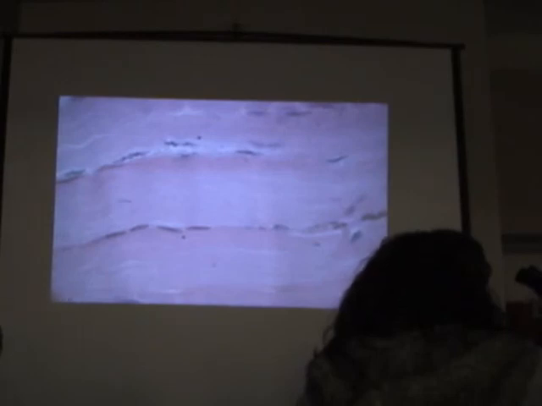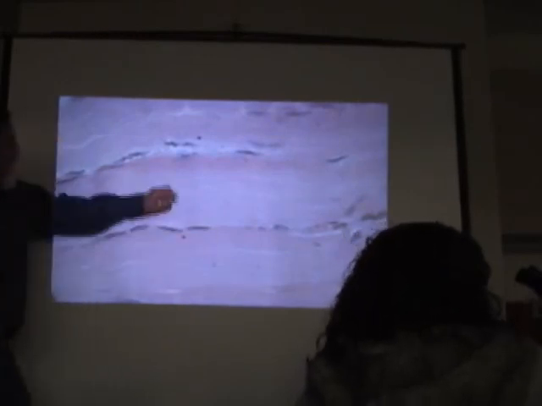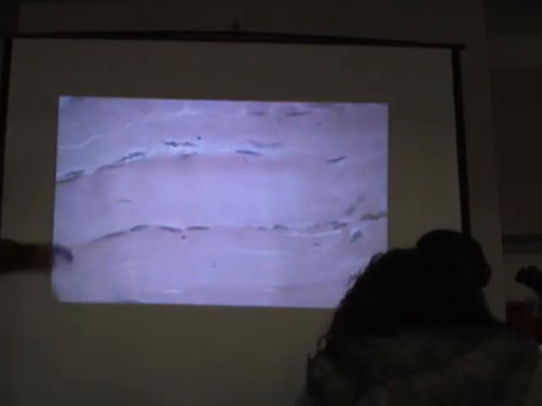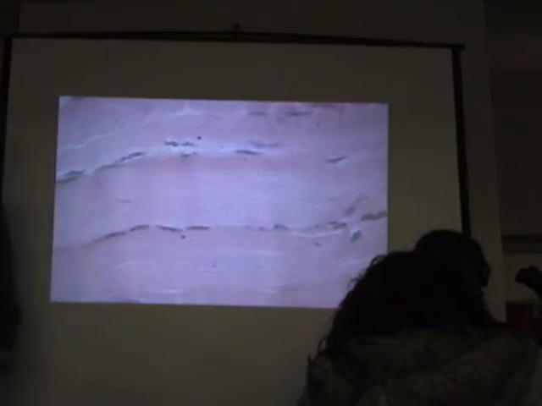Higher power shot. You can still see nicely the striations. We can see these peripheral nuclei. We can see this loose connective tissue that's got a capillary in it. So this connective tissue would be called endomysium. Exactly.